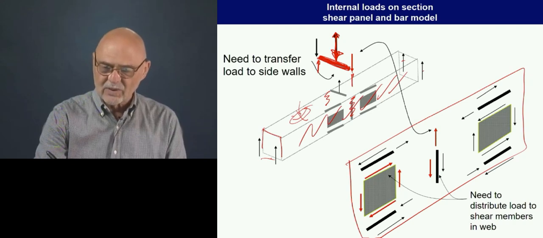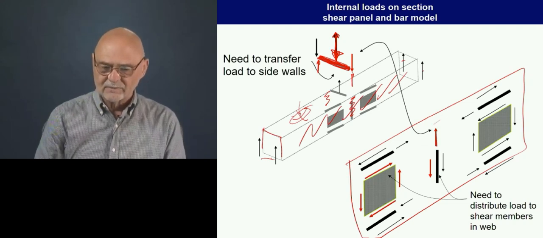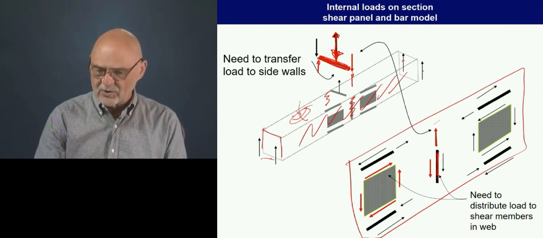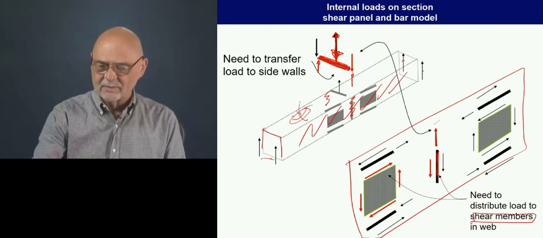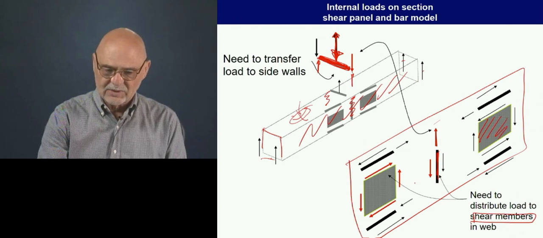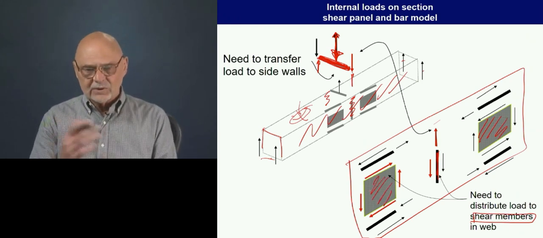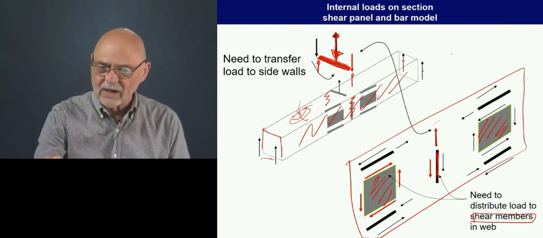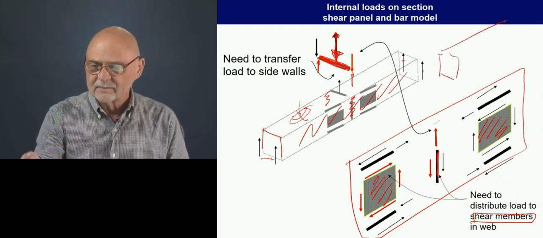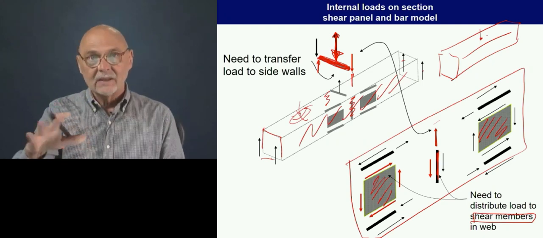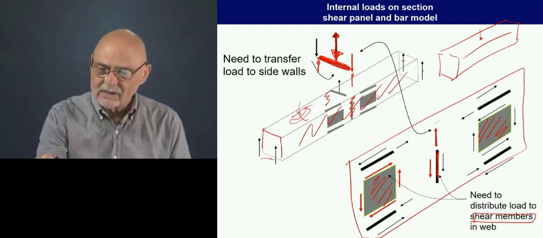So here is the force that we've now applied to the sidewall. We need to distribute the loads to the shear members of the web. So here are the shear members in the front and the back that are really reacting the load. The real takeaway here is that if we have a section like this, we don't want to just apply the load in the middle of a very floppy plate. We need to have some kind of a member to get it out to the sides.